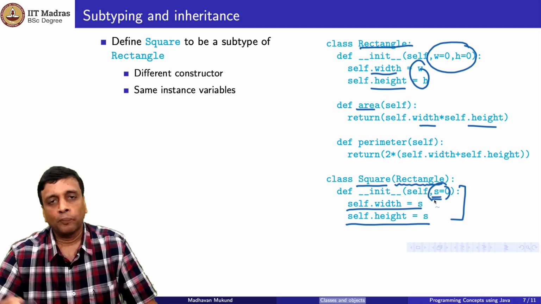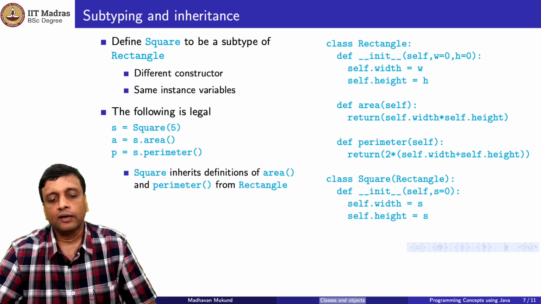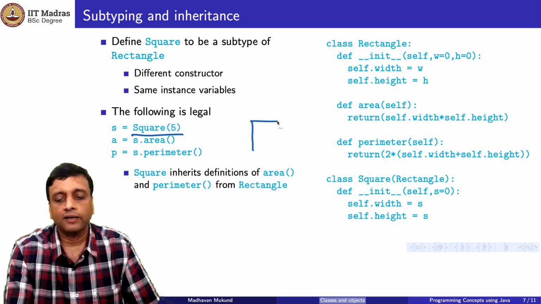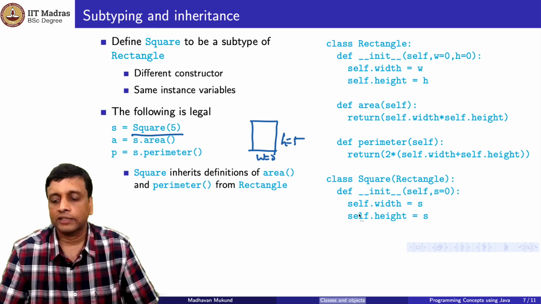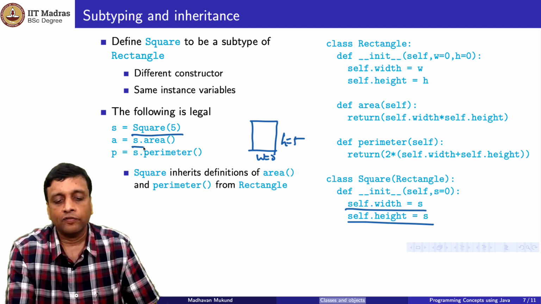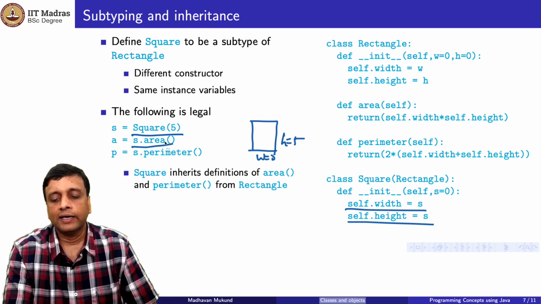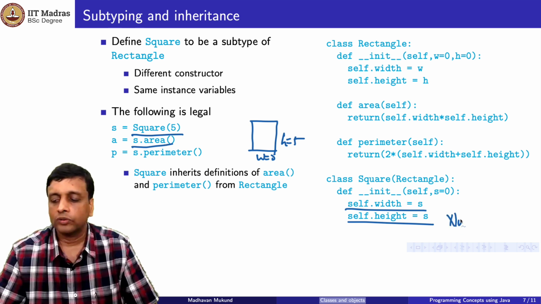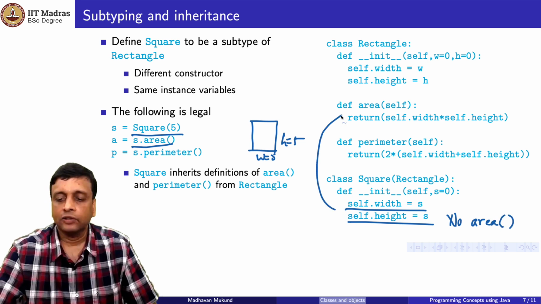Now what is the property of subtyping and inheritance? Well, if I now start by saying that I want a square with side 5, this will create implicitly an object which has width 5 and height 5, right? Because that's what is happening here. And with this, now if I ask for the area of the square, I will get a legitimate value of 25, even though inside this there is no area function here. Right? So this area is actually using that area.